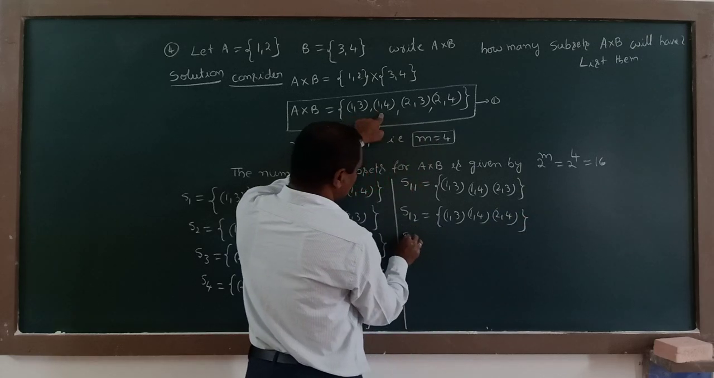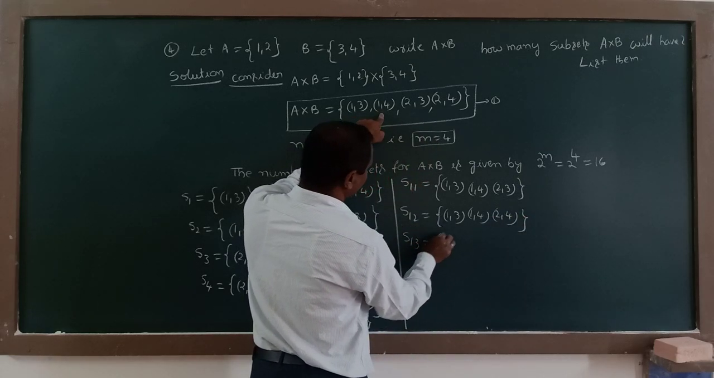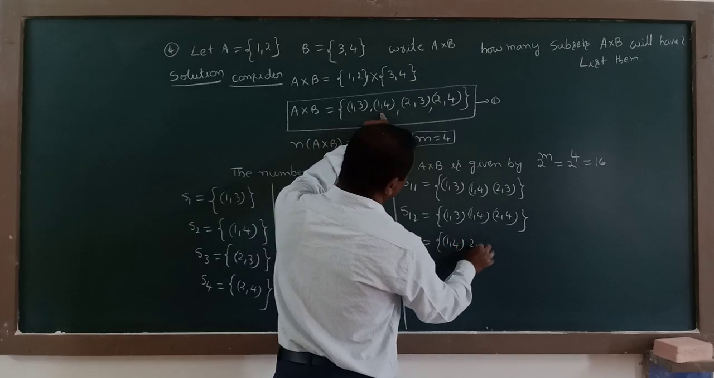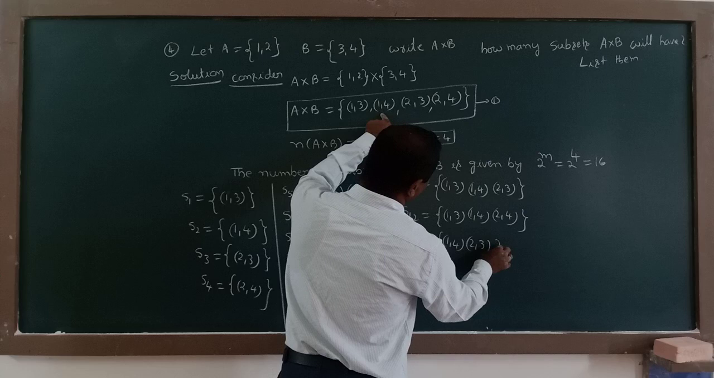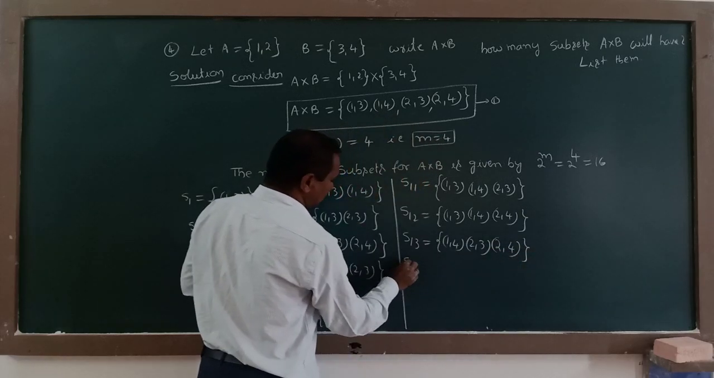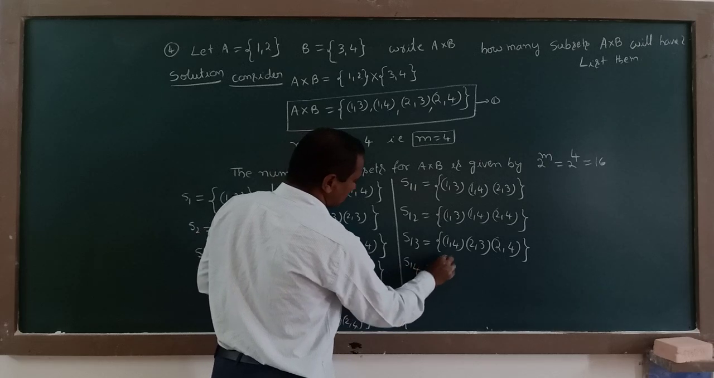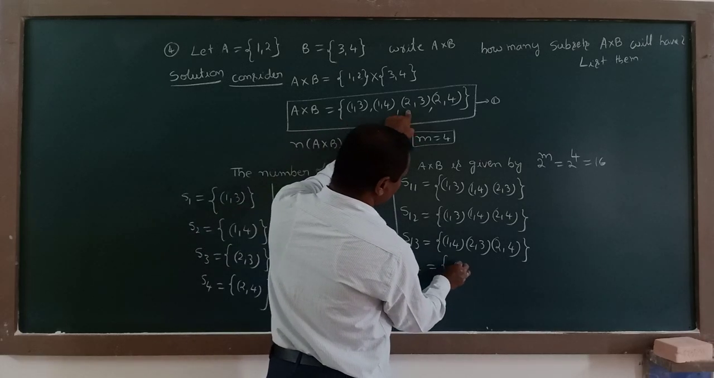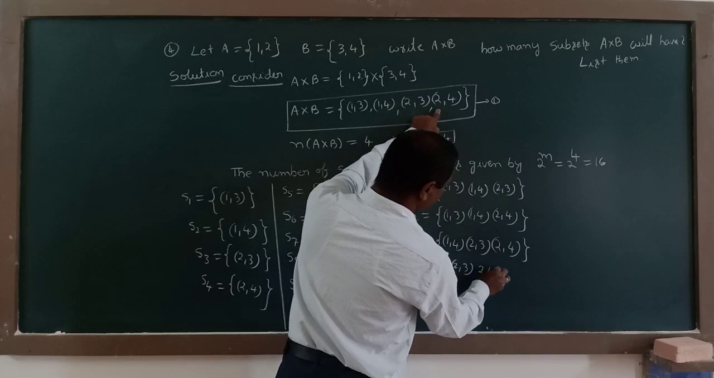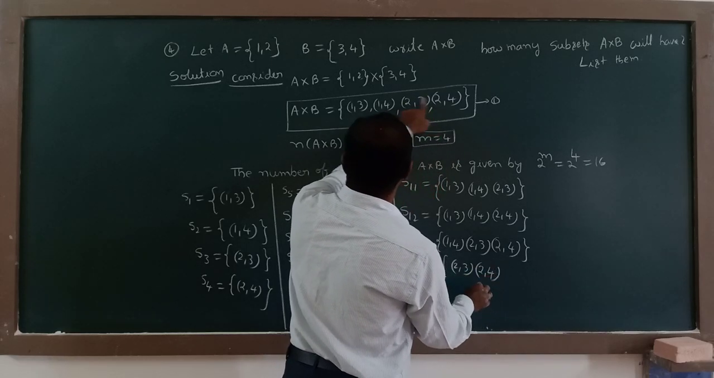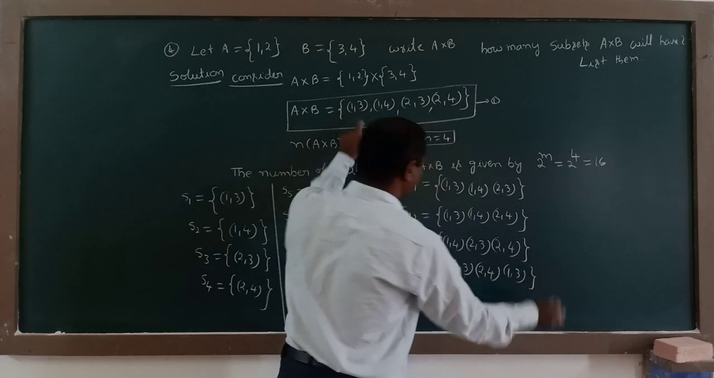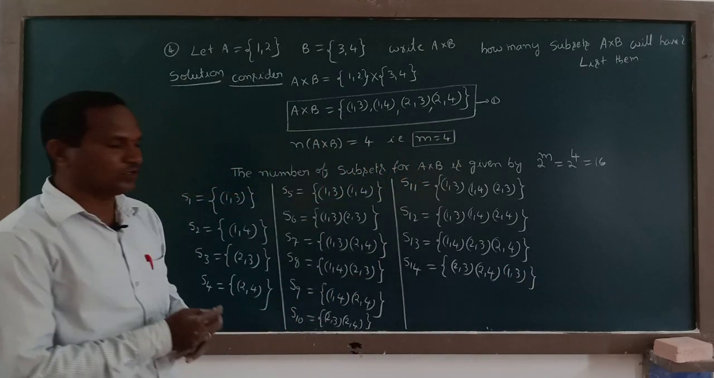Next, start with this. S13: 1, 4, 2, 3, next 2, 4. Next, S14: start with 2, 3, 2, 4, and the next one is 1, 3. Like that, taking 3 at a time, we got 4.